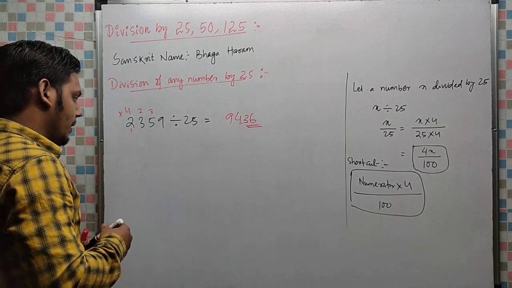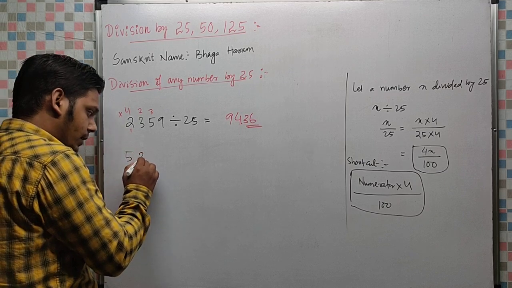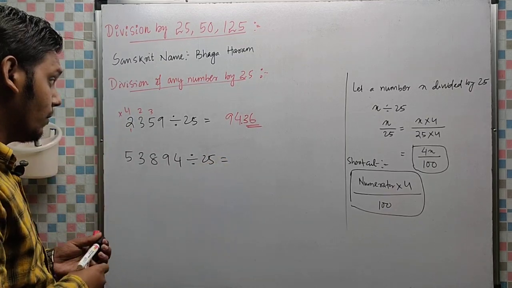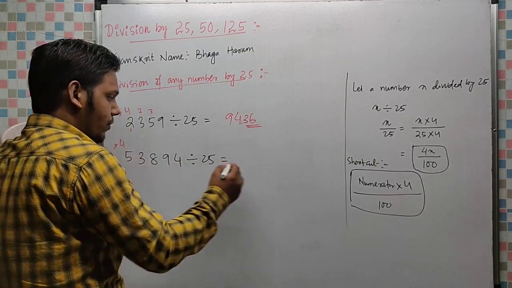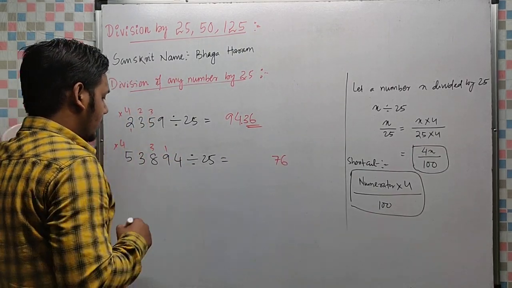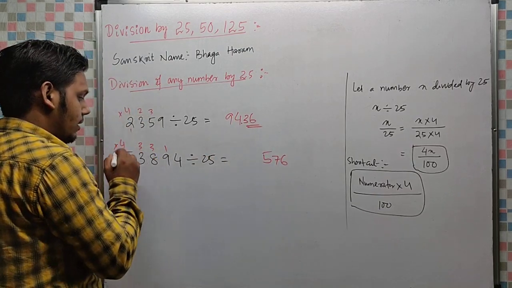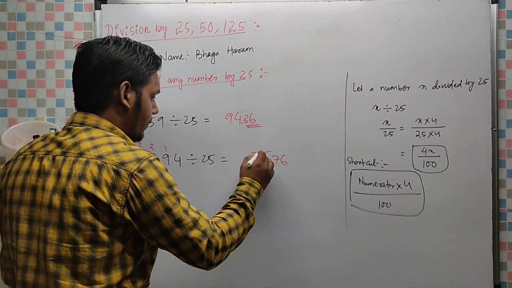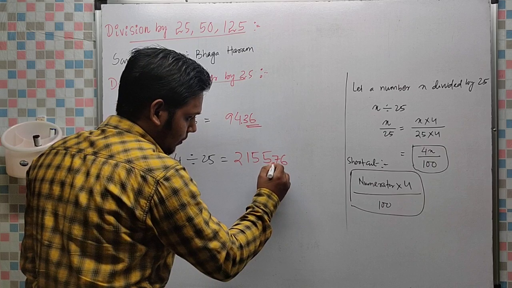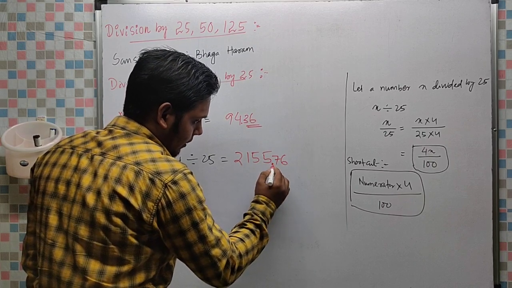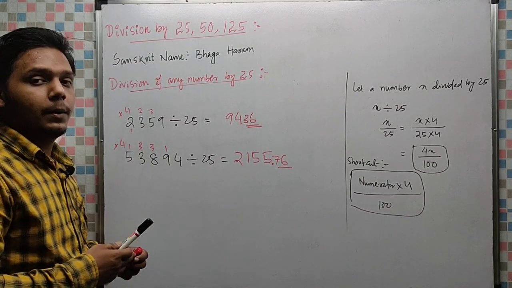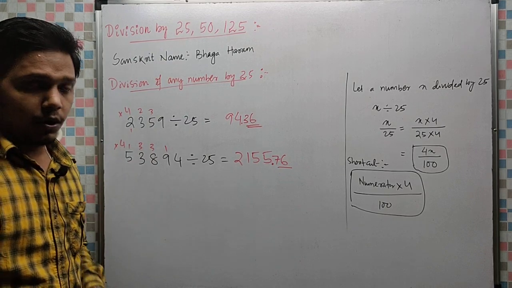In a 5-digit number you will take, suppose 53894 divided by 25. Same thing you have to do. 4 you have to multiply first. 4 4s are 16, 1 carry, 4 9s are 36, 37, 3 4 8s are 32, 35, again 3, 4 3s are 12, 12 plus 3 is 15, 1 here, 4 5s are 20, 21. So again 2 digits you have to keep after decimal. That means 2155.76. This is all about 25.